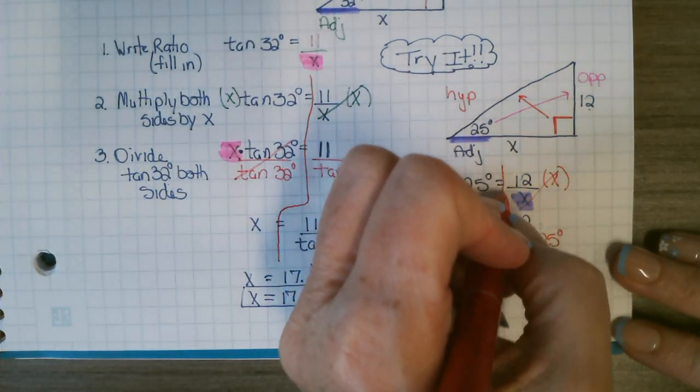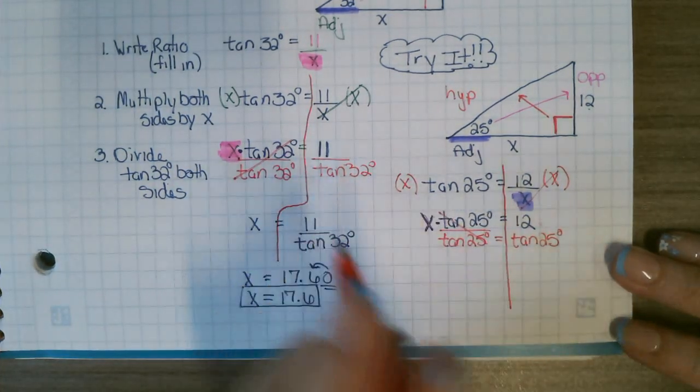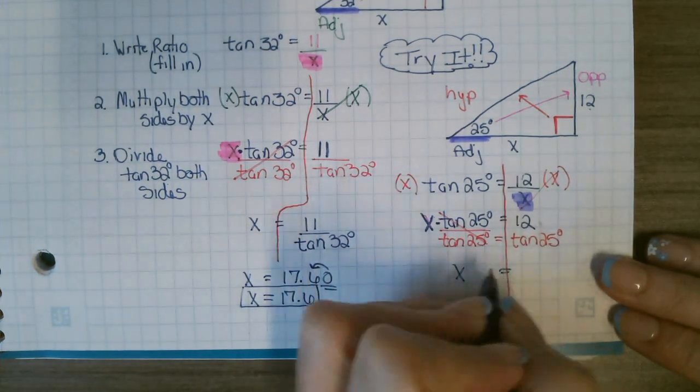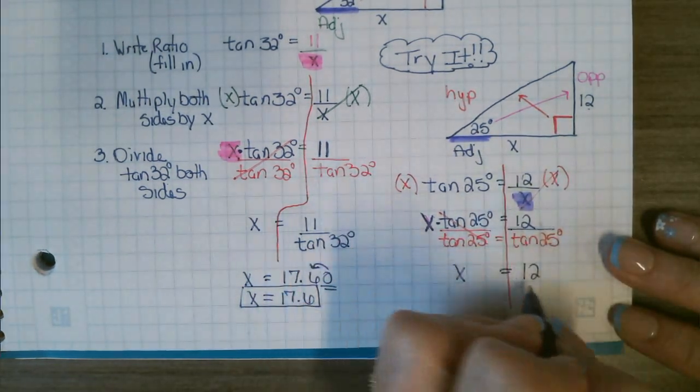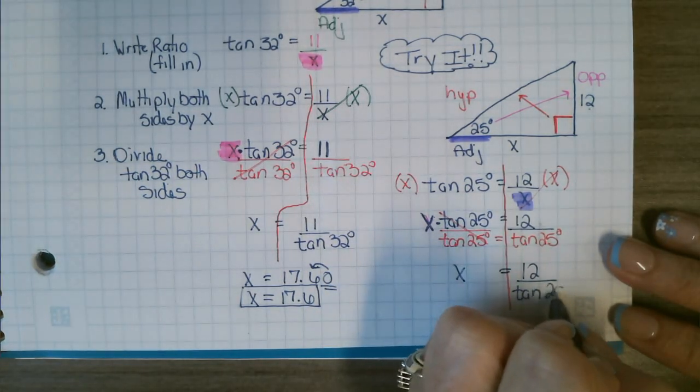Alright, again, if you need to do all of that going down, you can. So it cancels it on that side, leaves me with x equals 12 over tan 25 degrees.